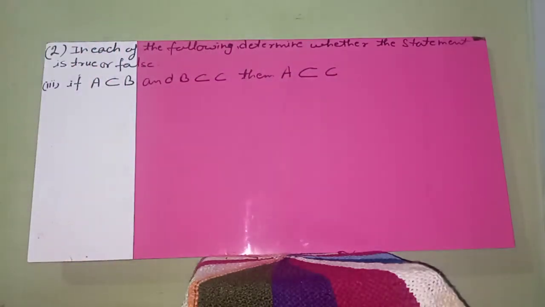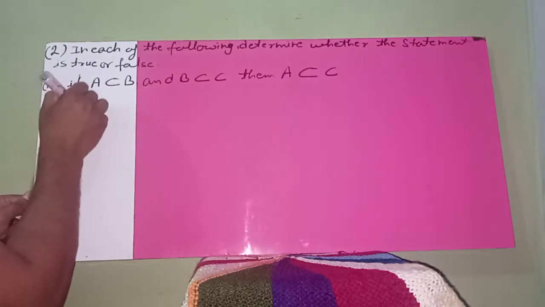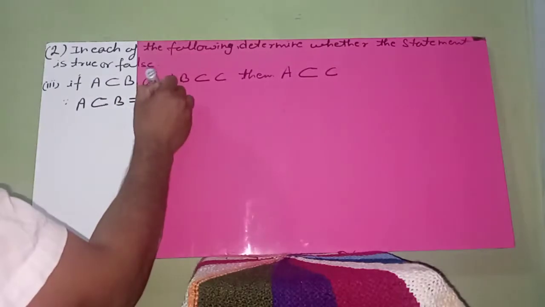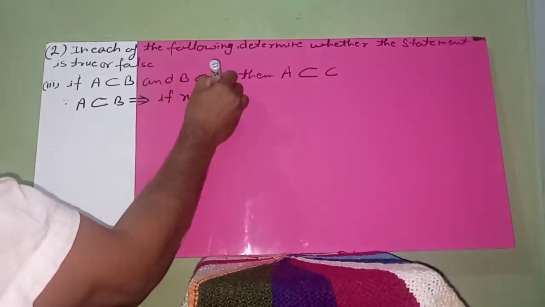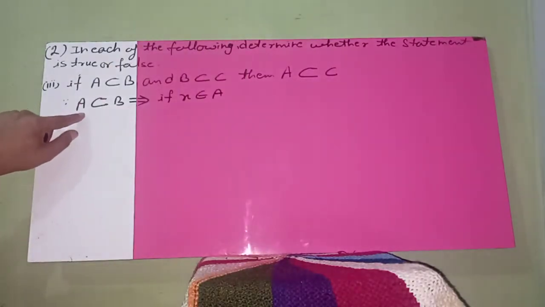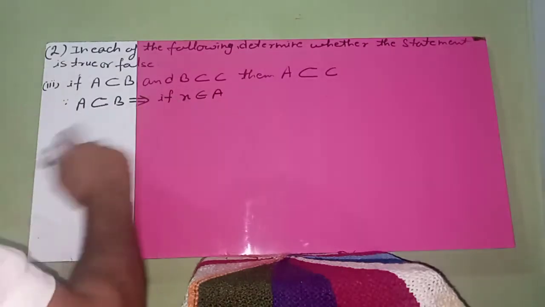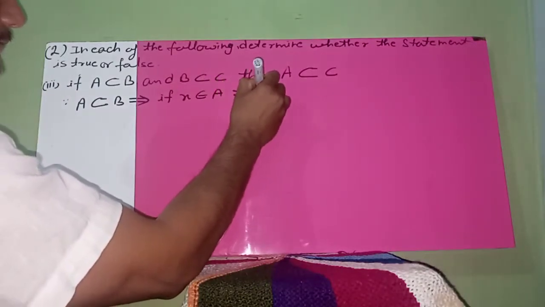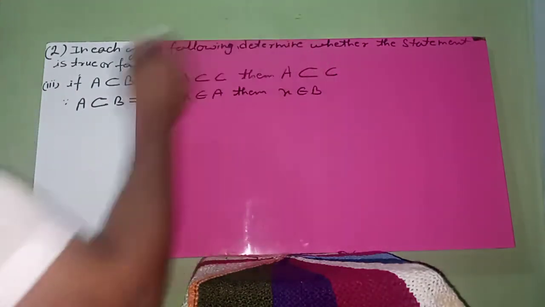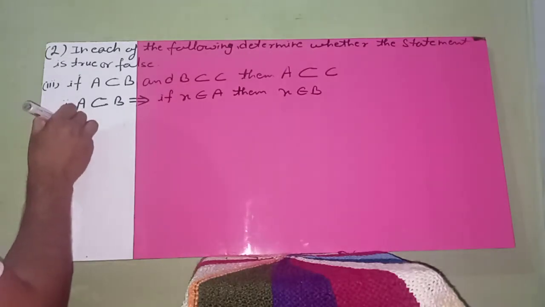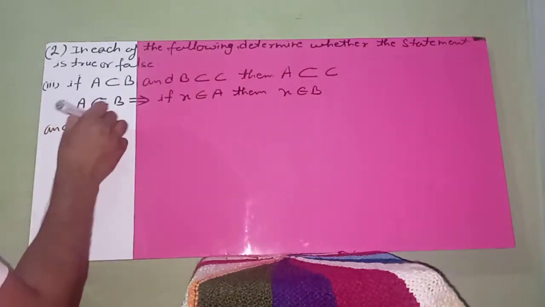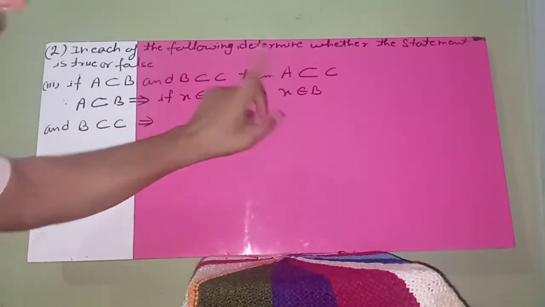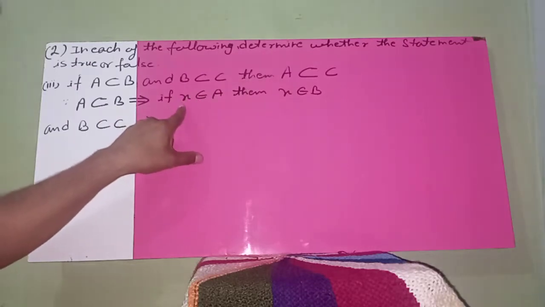Why? Because A is a subset of B. So it implies that if X is an element of set A, then X is an element of set B. And B is a subset of C. So set B has one known element, that is X, because set A has the element X.